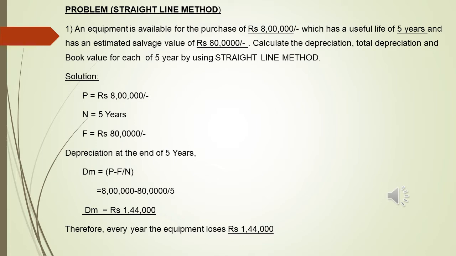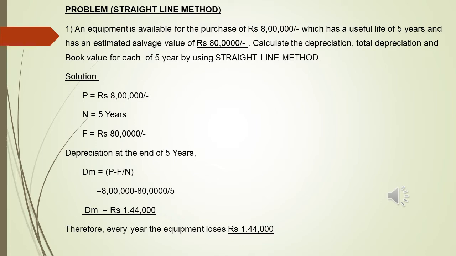Let us write the data as what is given through the question. While purchasing the equipment, it has costed 8 lakh rupees. So P can be written as 8 lakh rupees. P is the purchase price of the instrument.